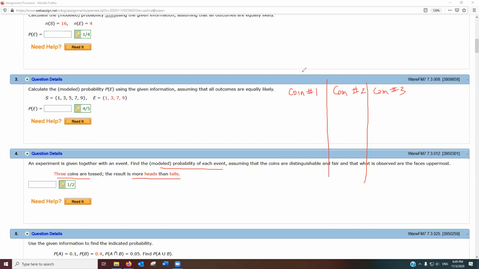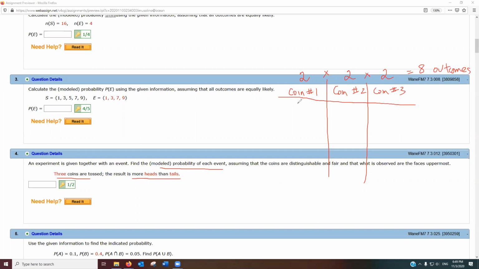How do I know that? Well, there's 2 ways for coin number 1 to come up, either heads or tails. There's 2 ways for coin number 2, and there's 2 ways for coin number 3, 2 outcomes for each of these. Multiply these together, I get 8 outcomes altogether. So there's going to be 8 rows in this table. All right, so let's list them out.